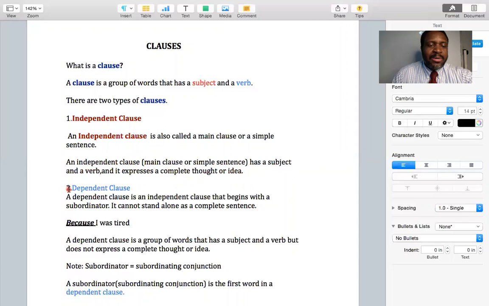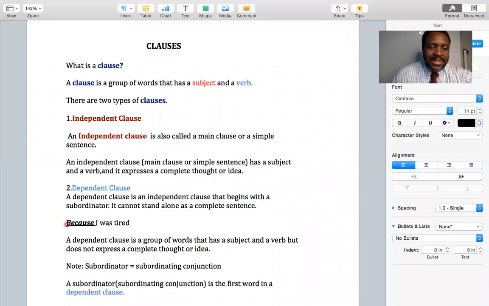The second one is called the dependent clause. A dependent clause is an independent clause that begins with a subordinator. Does that sound a bit confusing or very confusing? No, it doesn't. Listen very carefully. A dependent clause is an independent clause that begins with a subordinator. It cannot stand alone as a complete sentence.